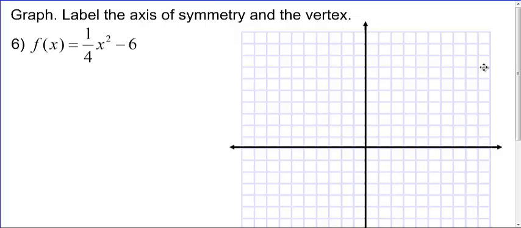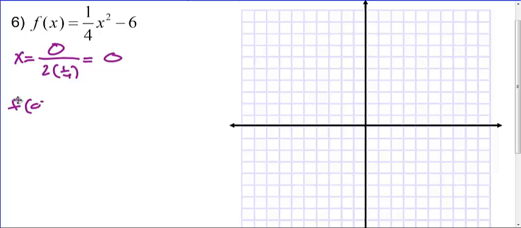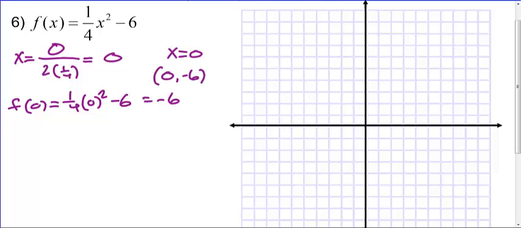All right, we have one more. Let's actually walk through this one all the way together. We will start by finding the axis of symmetry, of course. So x is equal to negative b. Now what's the b value here? That's kind of weird. It's 0 over 2 times 1/4, and really we don't care what's down here. We just know that it's x equals 0. And then our function evaluated at 0 would be 1/4 times 0 squared minus 6, which is just negative 6. So our two key pieces of information are the axis of symmetry at x equals 0, and the vertex at 0, negative 6.